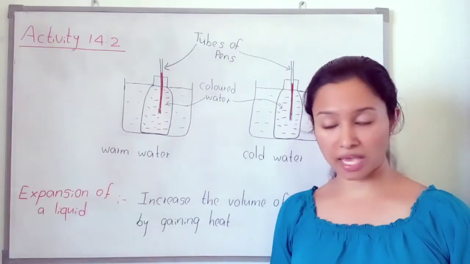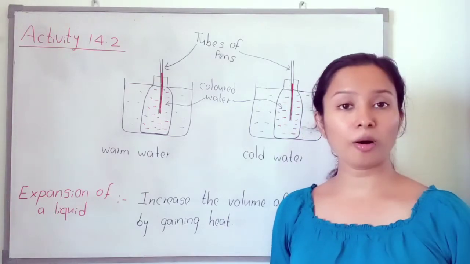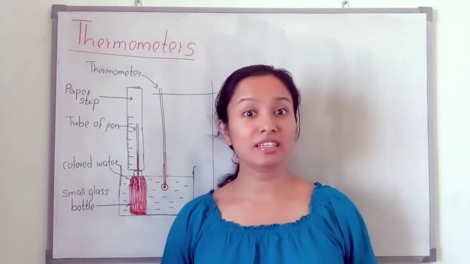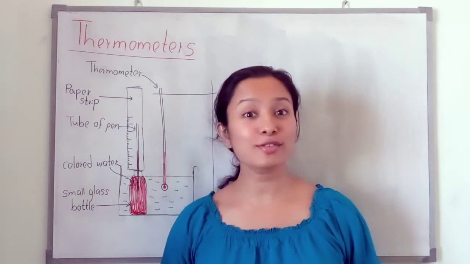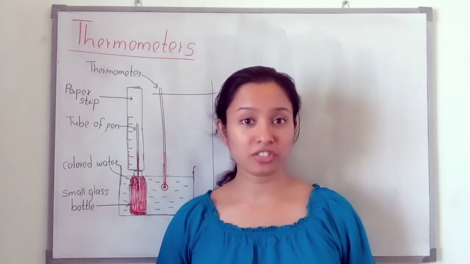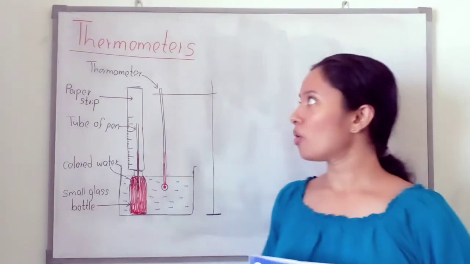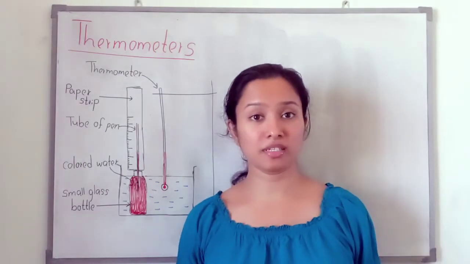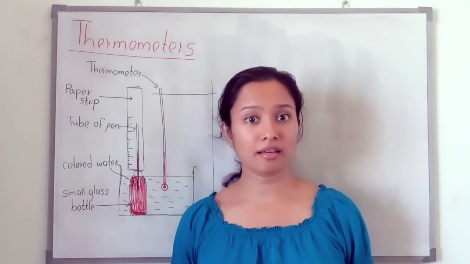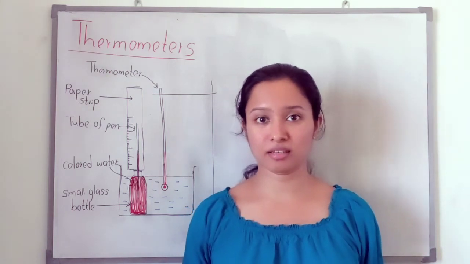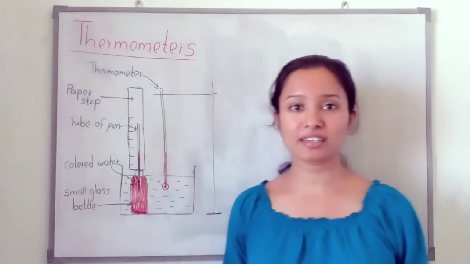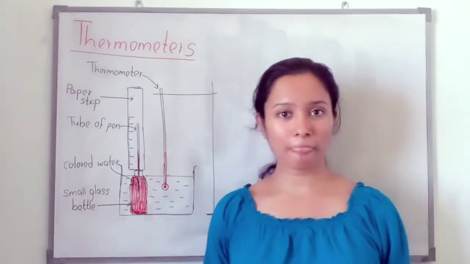So, the property of expansion of a liquid is used for making thermometers. Now we are going to discuss thermometers. What is the use of thermometers? We use thermometers for measuring the temperature. What is the property used in making thermometers? We have discussed this earlier. The property of expansion in liquid. Expansion of liquid is the property used in making a thermometer.